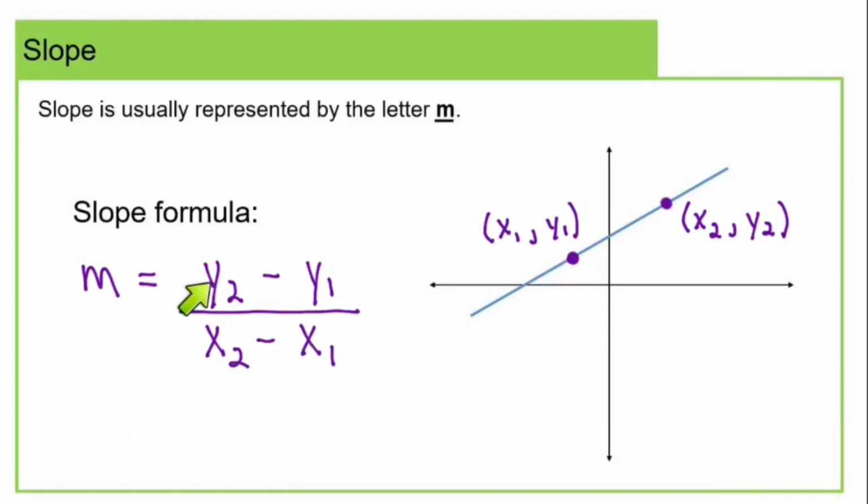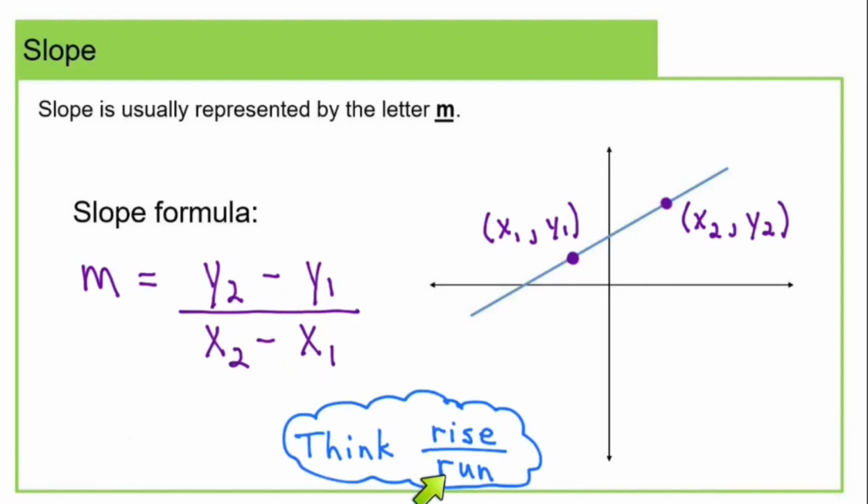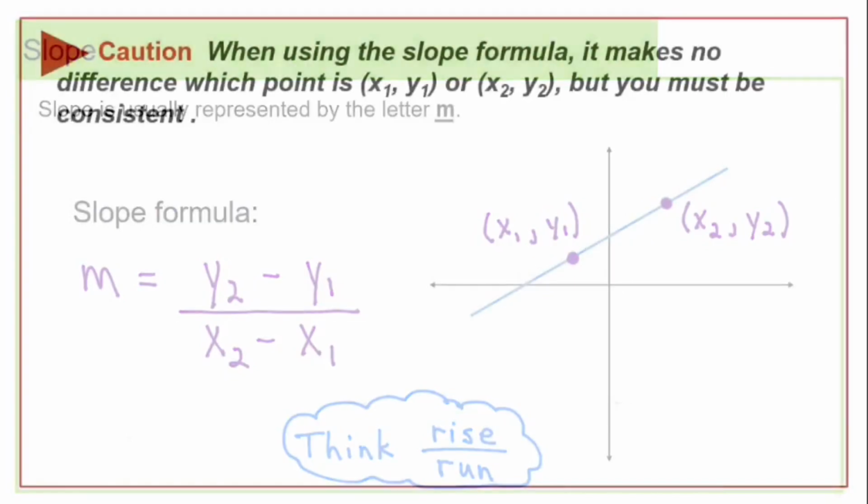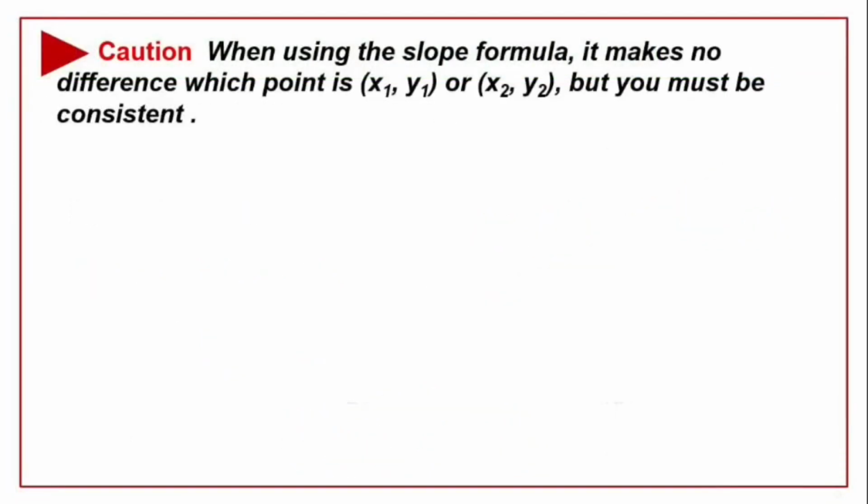So slope equals y2 minus y1 over x2 minus x1. We can always think of slope as rise over run, and that's very helpful to remember, because that will help you remember that the y values go in the top. See, the difference between the y values shows you how far the line rises from one point to another. So rise over run. Now there's one thing we need to be careful about here.